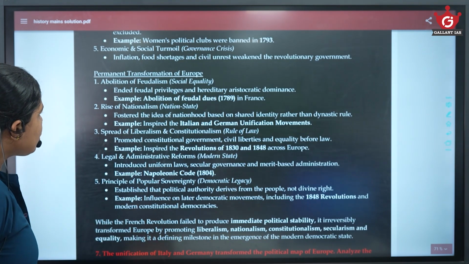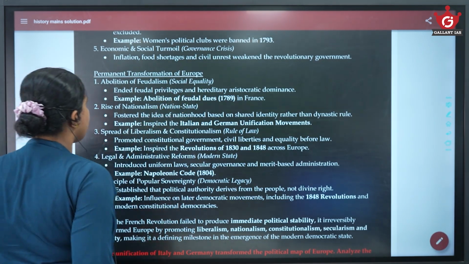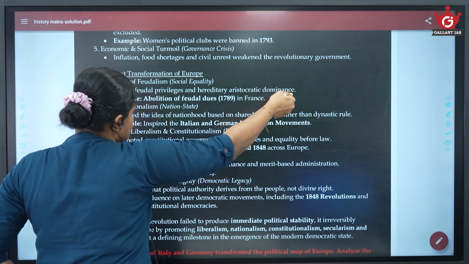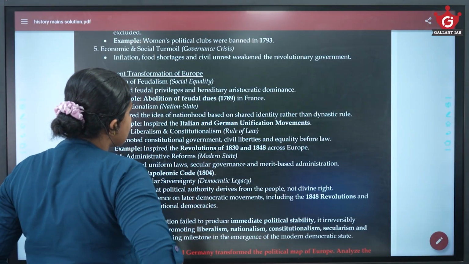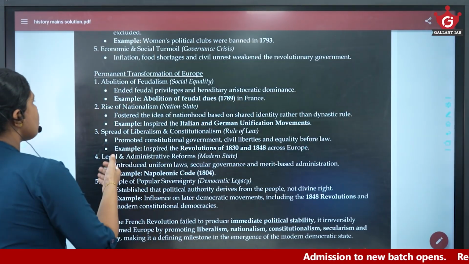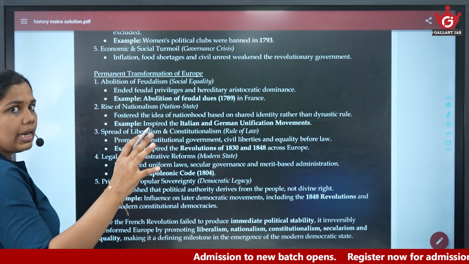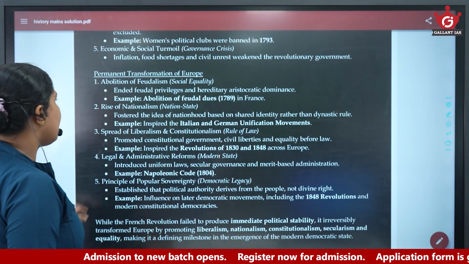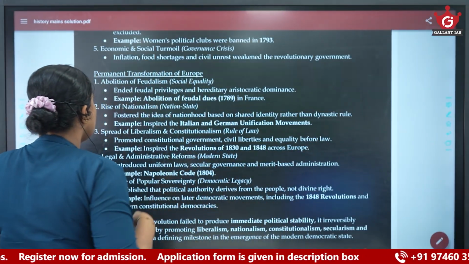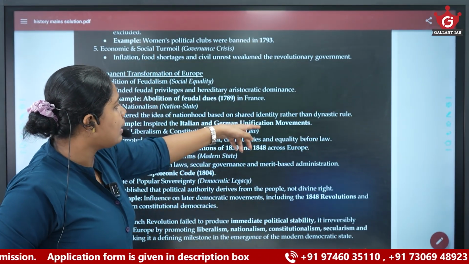First of all, abolition of feudalism. It ended feudal privileges and hereditary aristocratic dominance. As an example, you can write abolition of feudal dues in France. Next is rise of nationalism, nation-state, this kind of thing. It fostered the idea of nationhood based on shared identity rather than dynastic rule, and inspired the Italian and German unification later.